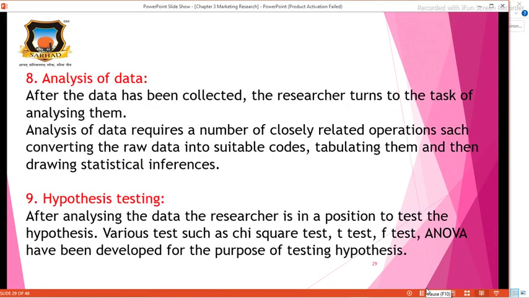The next step is the analysis of data. After the data has been collected, the researcher turns to the task of analyzing it. Analysis of data requires a number of closely related operations, such as converting the raw data into a suitable form, tabulating them, and then drawing statistical inferences.